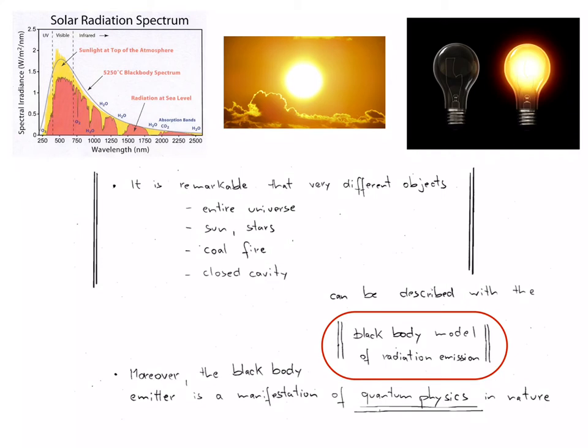It is remarkable that the black body model describes the radiation of the entire universe, that of sun and stars, that of a coal fire, that of an incandescent light bulb, just as well, although it is an idealized closed cavity that cannot really be fully realized in a laboratory. Moreover, as we will see, the black body radiation emitter is a manifestation of quantum physics in nature. In fact, it was the first physical system where quantum effects were deliberately introduced in the description of nature.